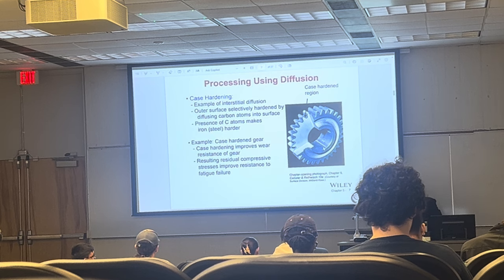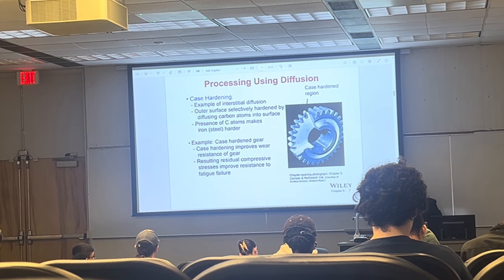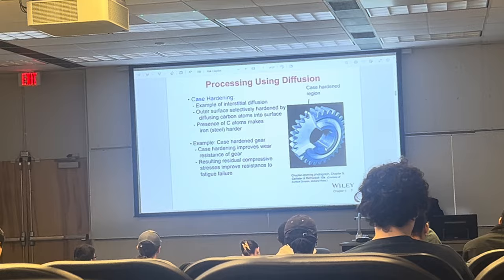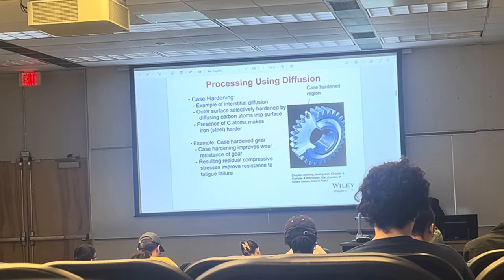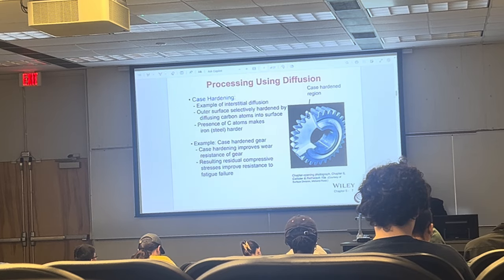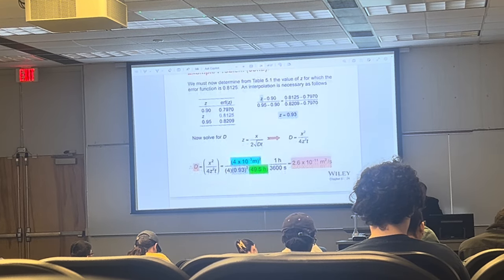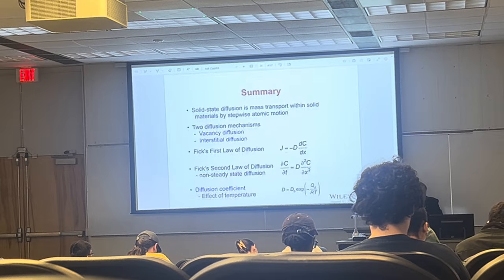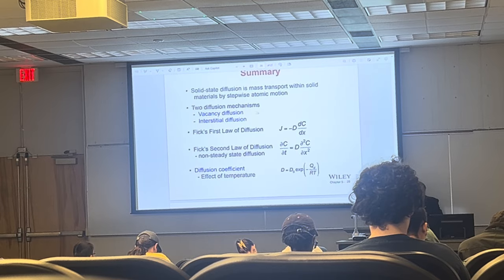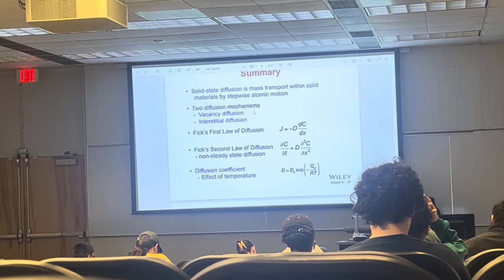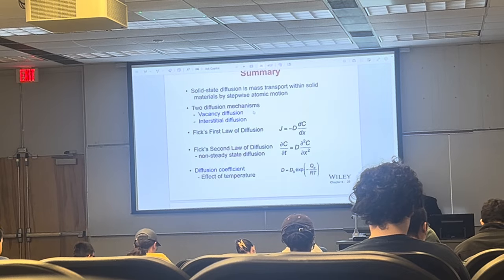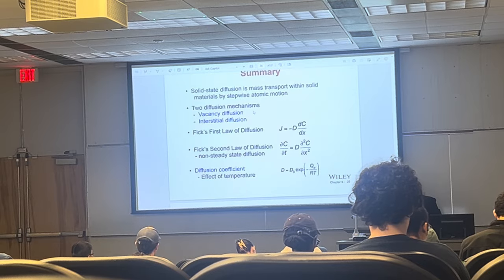Any questions about diffusion? It's amazing that one guy figured this out. So there's Fick's first law and second law. One is steady state, one is non-steady state. Okay. There are two types of diffusion mechanisms. One is vacancy diffusion, the other one is interstitial diffusion. Which one is going to be faster? And why?